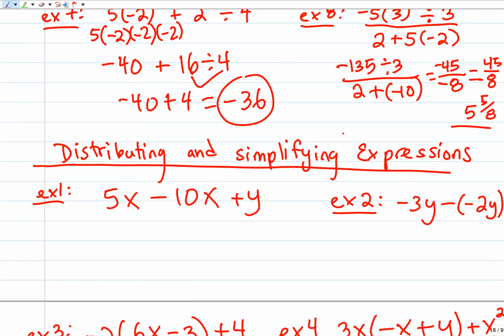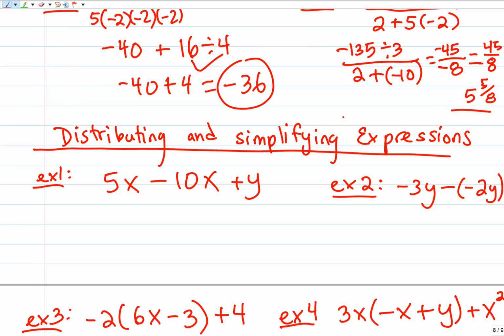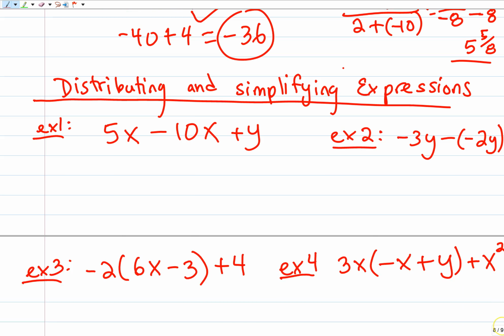Last but not least, distributing. I don't need to cover this. This we already covered. 5 minus 10 is what? Sorry, I'm merging some notes together, so there's some extra stuff here. So if you need to, we can talk about these.